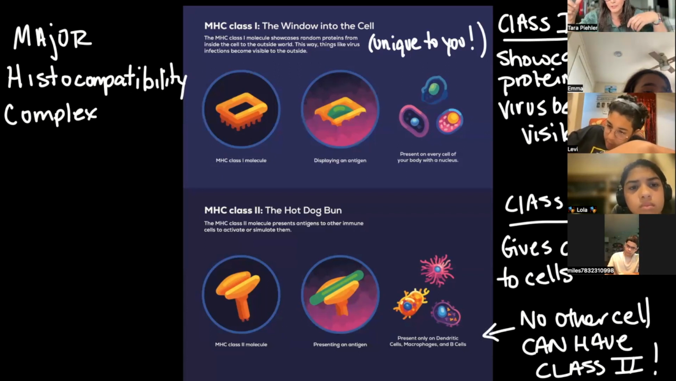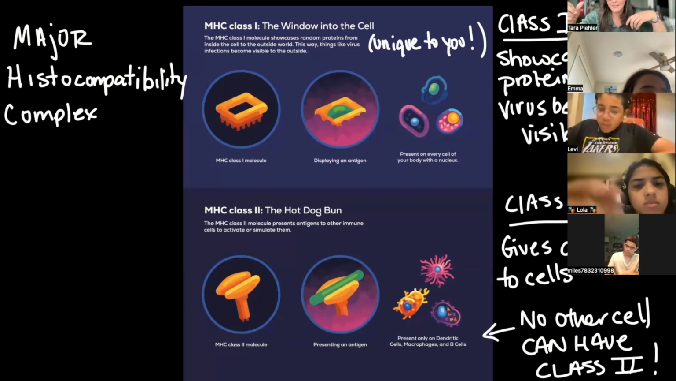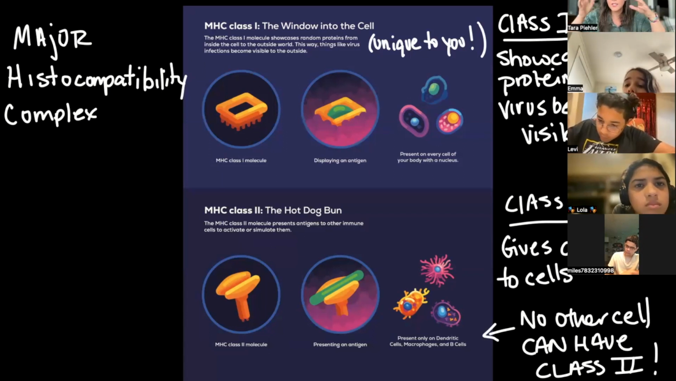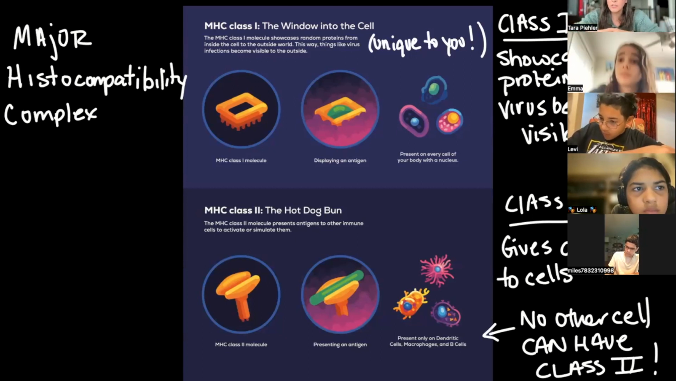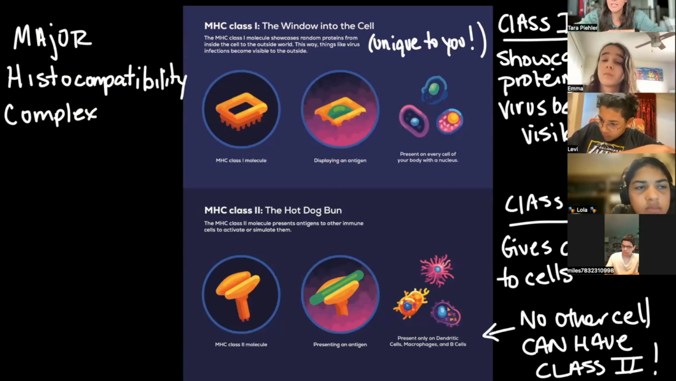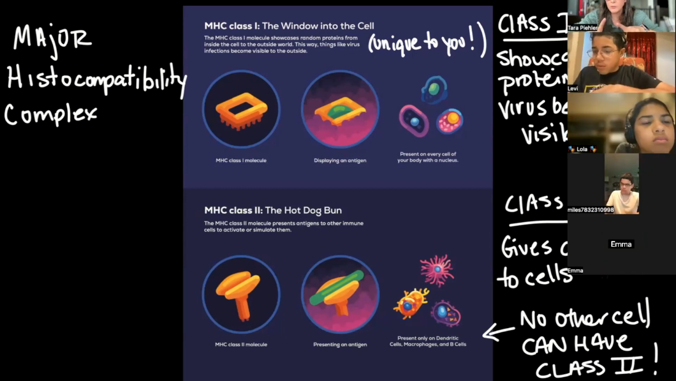This is part of your virus. It's not really good. Now, this is pretty cool because every cell with a nucleus has an MHC class 1, like a little window, and it's unique to you, sort of like a fingerprint. I don't even think identical twins would have the same type of MHC class molecule.